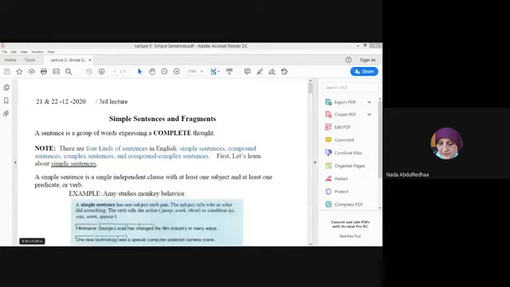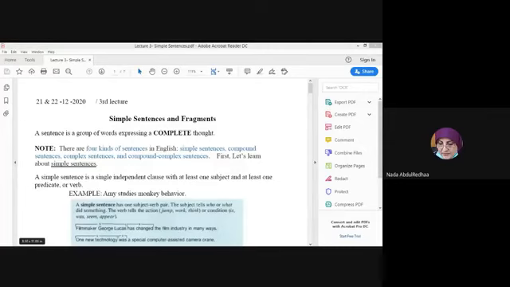in the English language. There are 4 kinds of English sentences. They are simple sentences, compound sentences, complex sentences, and compound-complex sentences. We are going to deal with each one of them in detail in our next lectures. But today we are going to start with simple sentences only. We are not going to mention any other types of sentence.